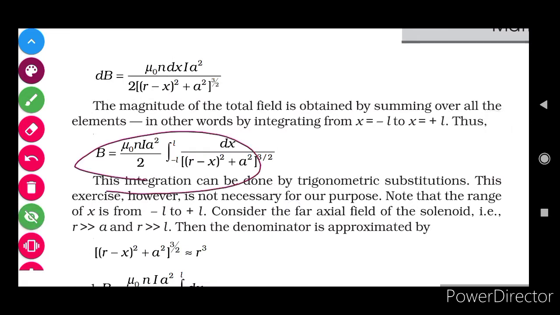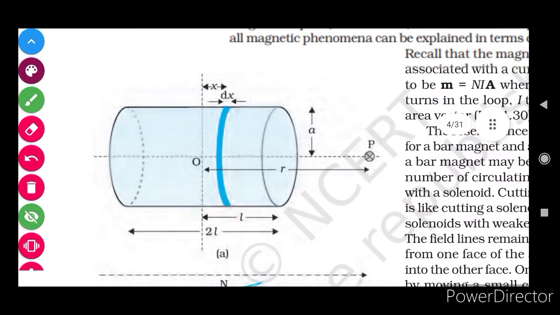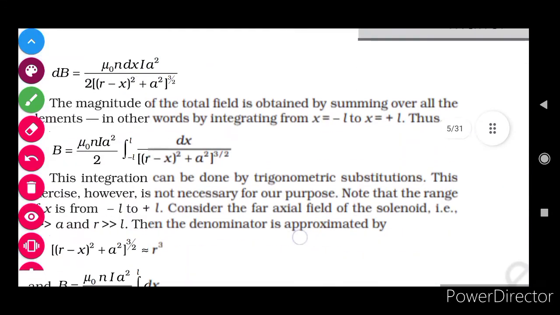So now, this is because of a small current element. For the whole solenoid we'll just integrate it. The magnitude of the total magnetic field is obtained by summing over all the elements, in other words by integrating from x equal to minus L to plus L. Because we have taken the distance r from the midpoint, it will be from minus L to plus L. So we'll just integrate it to obtain the total magnetic field.